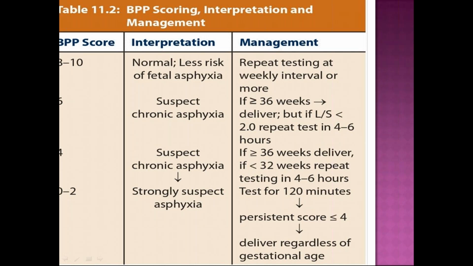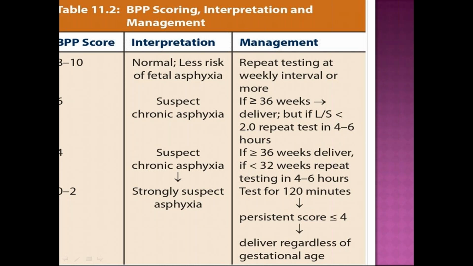If it is 8 to 10, we can continue the pregnancy to term and that is enough, and we can monitor at weekly intervals. If the score is less than 6, then we have to suspect something is wrong inside the uterus. If the baby is 36 weeks, meaning fetal lung maturity is achieved, then we have to deliver. How will we know? L/S ratio, phosphatidylglycerol, optical density of amniotic fluid, we will discuss later. If the fetus is 36 weeks and mature, then you deliver.